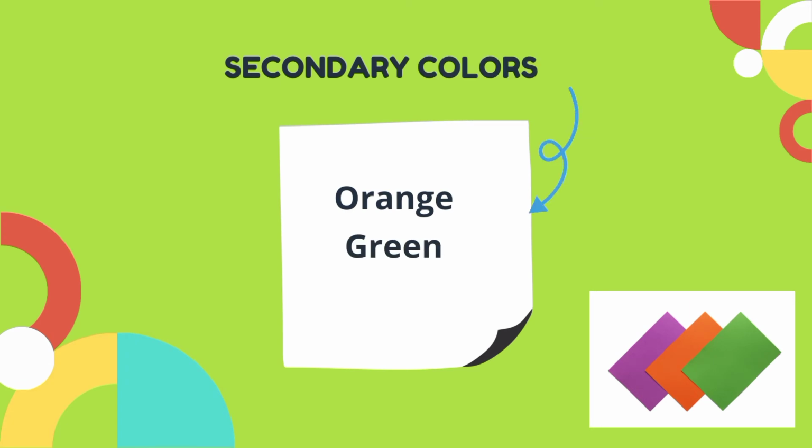Secondary colors are produced when mixing 2 equal amounts of primary colors. If you mix equal amounts of red and yellow, you will have orange. Yellow and blue, you will have green. And equal parts of red and blue, you will have violet.